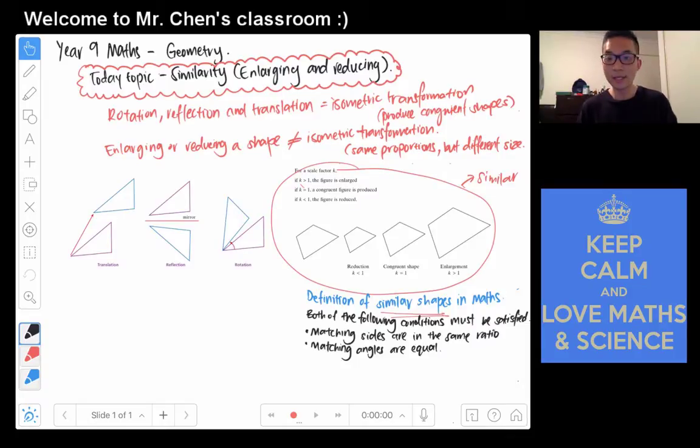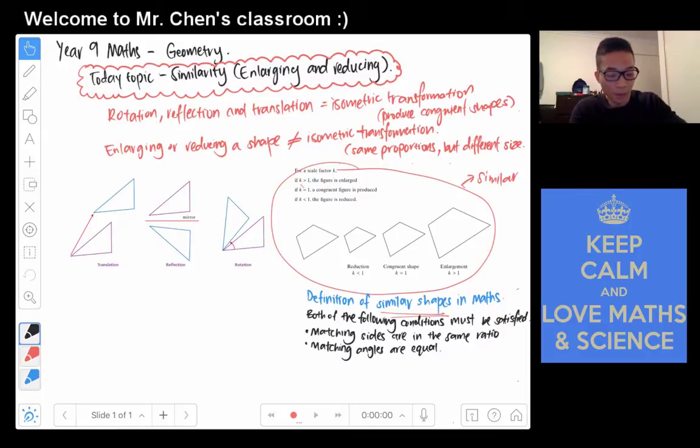So today in math, we will be continuing with geometry and we will be looking at similarity, which involves enlarging and reducing. Okay, in math, these two terms mean something else compared to your regular English terms. So we will look at it here.